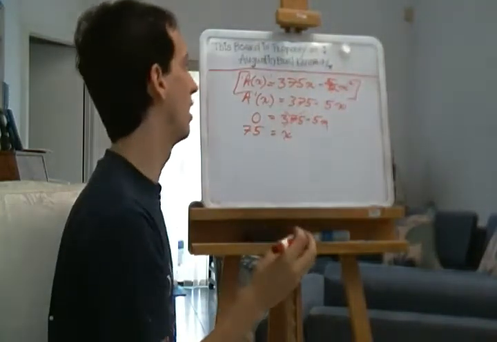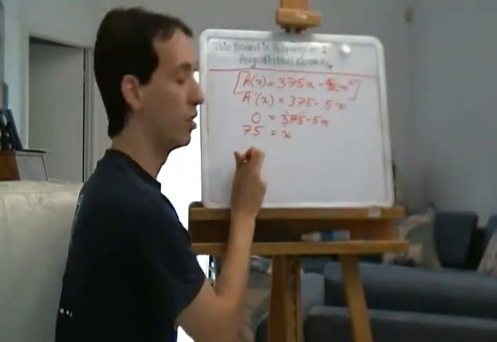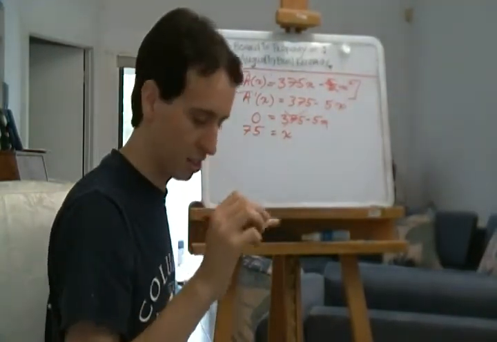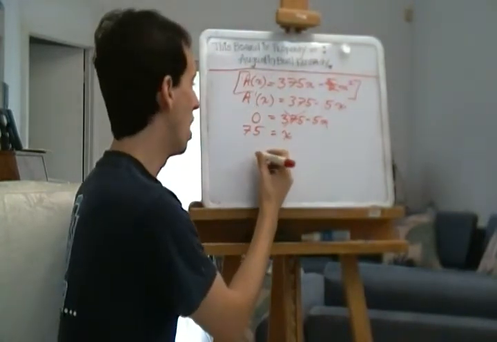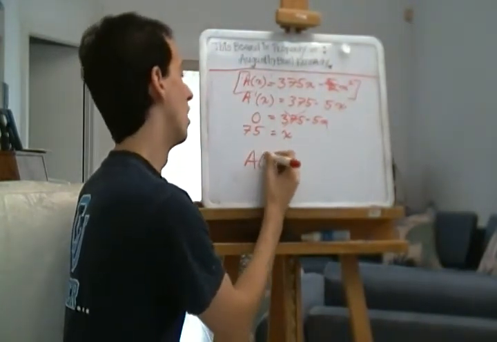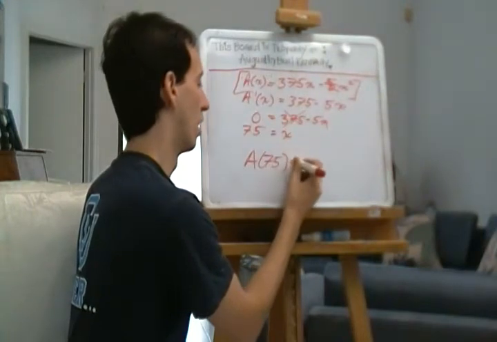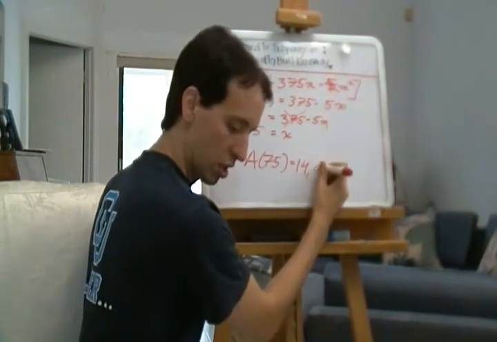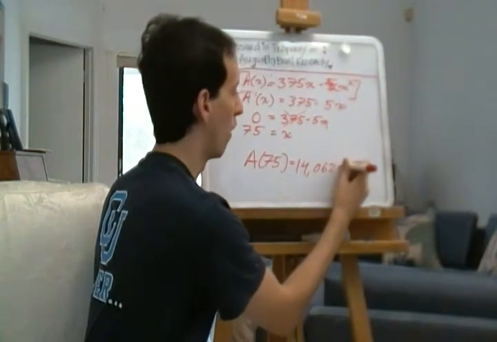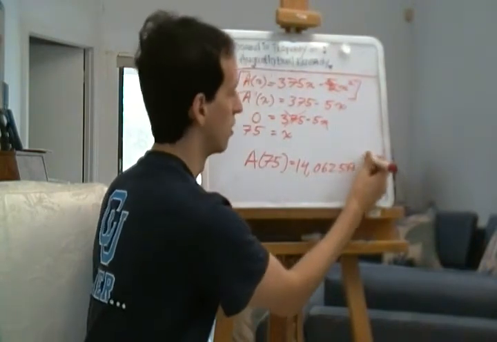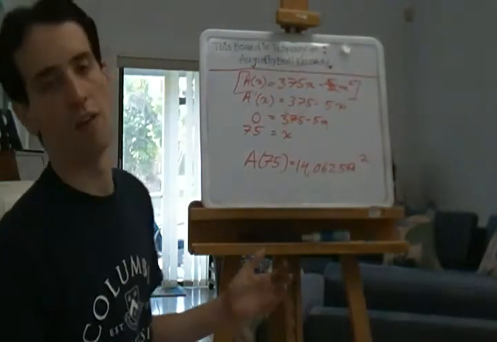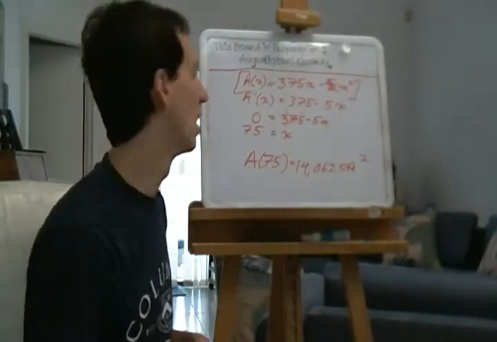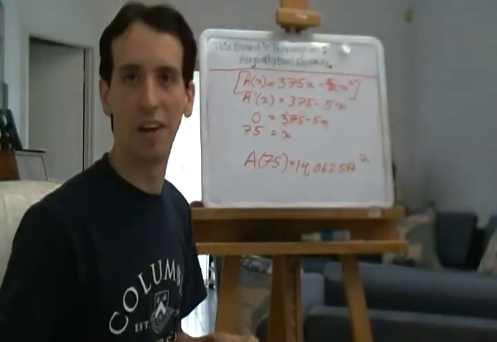And if we do that, you'll find, with your calculator or with a lot of computation, that A of 75 equals 14,062.5 feet squared. That many square feet. And that is the maximum area.